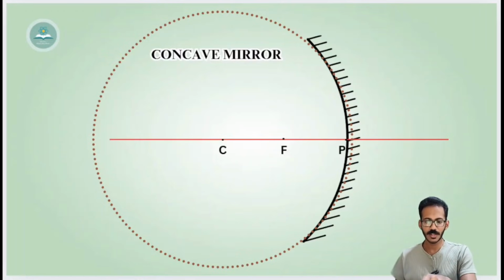The line connecting the center of curvature and the pole, the never-ending long line, that line is called the principal axis. In the next class, we'll study how an image is formed with concave and convex mirrors. We'll try to draw the ray diagrams also in an easy way. Thank you.